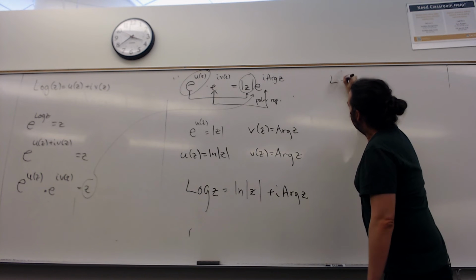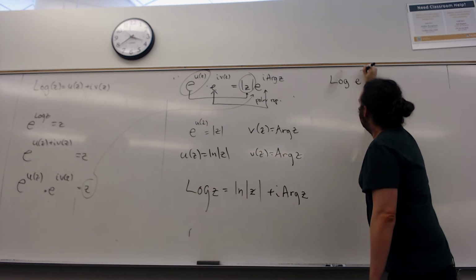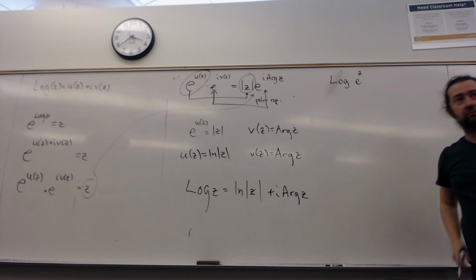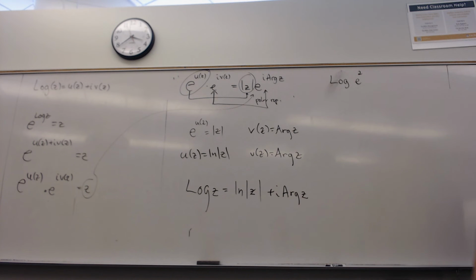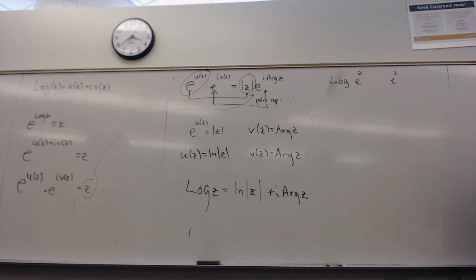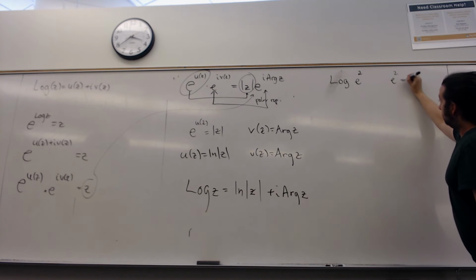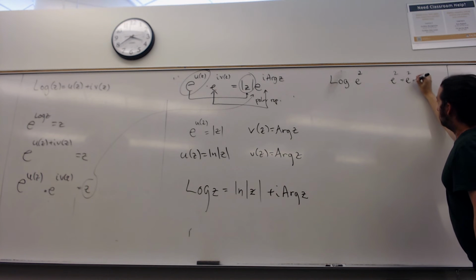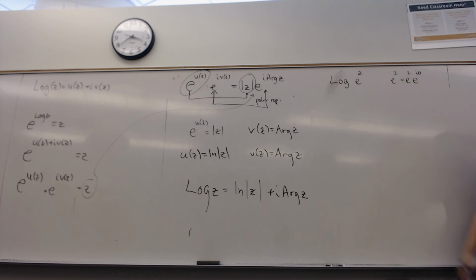How about we take log of e to the 2? Well, what is log of e to the 2? I take e to the 2 and I rewrite it in its length times e to the i argument form. So I write the polar representation of the number: e to the 2 times e to the i 0. And so that's a real number, right? Positive real number.